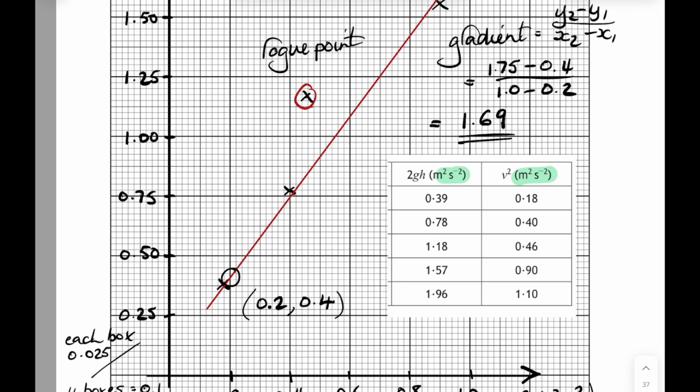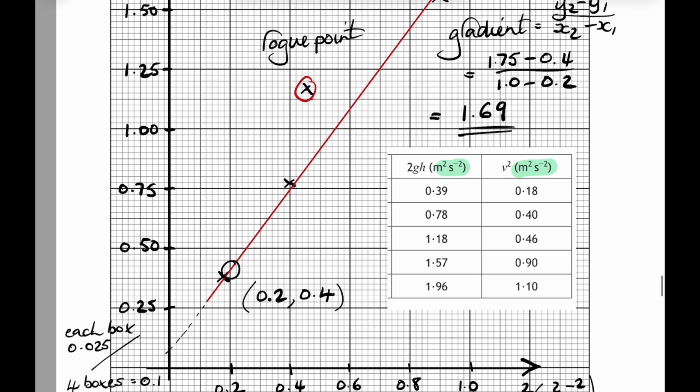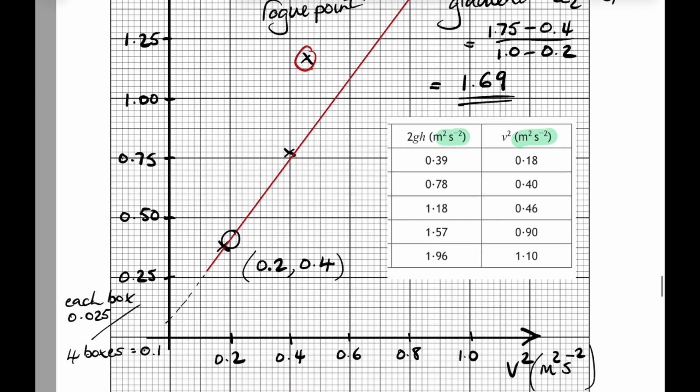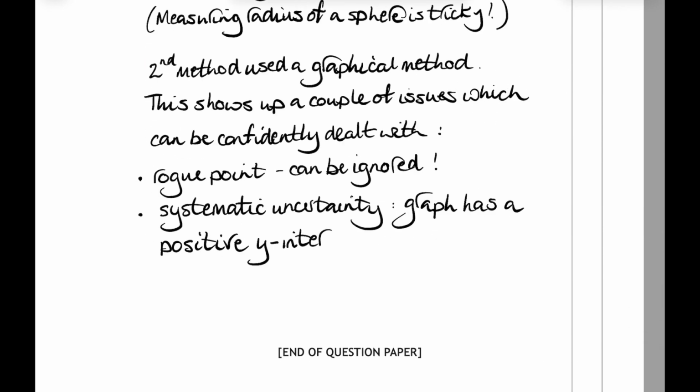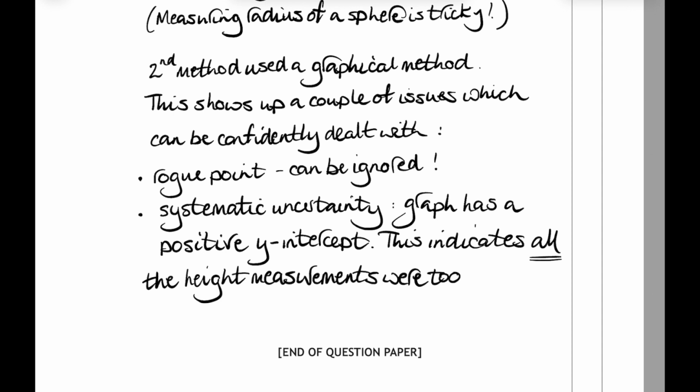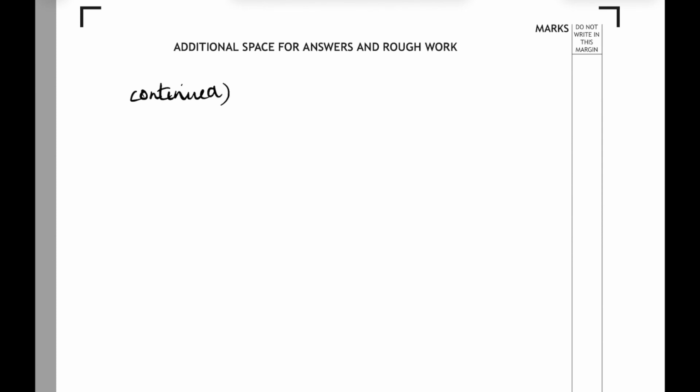If you have a look at the graph, it doesn't go through the origin. It's got a positive y-intercept. So, because it's got a positive y-intercept, this indicates that all the height measurements were too high, or all the speed measurements were too low.